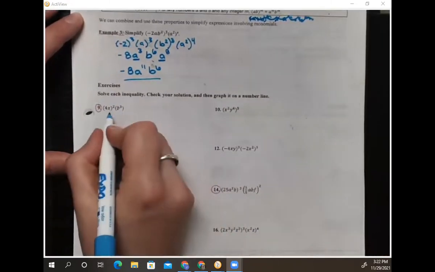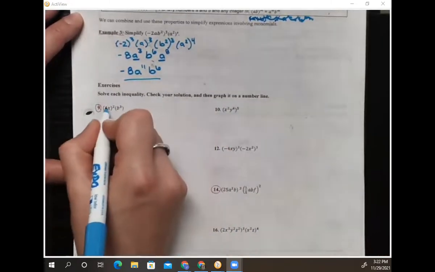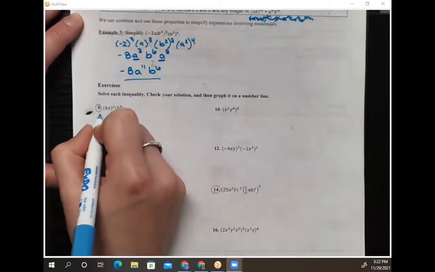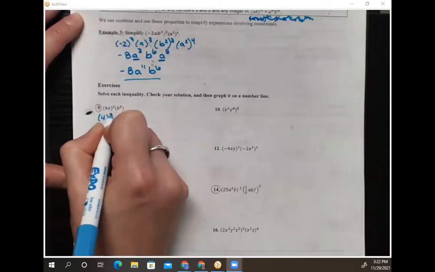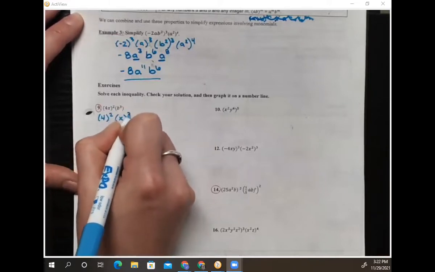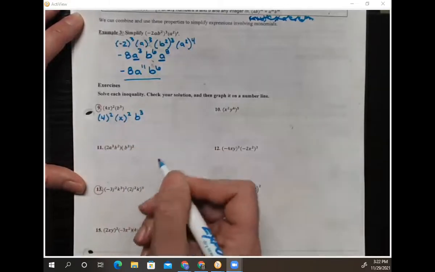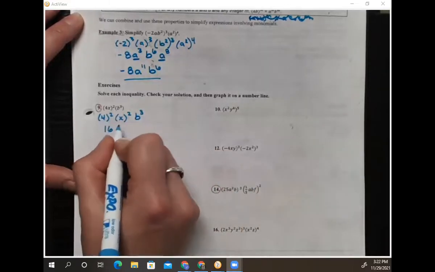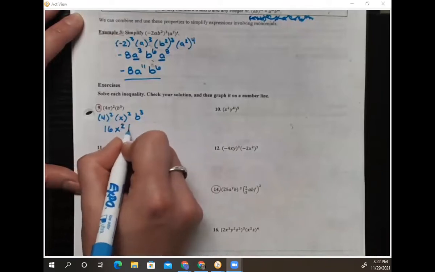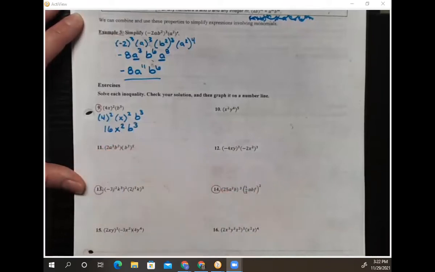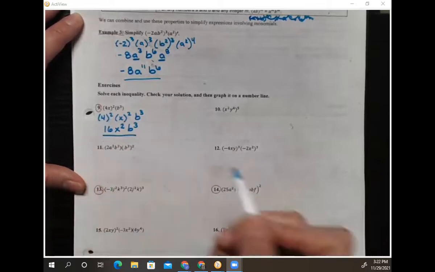So if we take a look at number 9, I've got the quantity 4x that's being squared. So that means we've got 4 squared and x squared. And then we're multiplying that by b cubed. 4 squared is 16. And then I've got x squared, b cubed. I have no like terms to combine there. That's not going to get any simpler than it is right now.